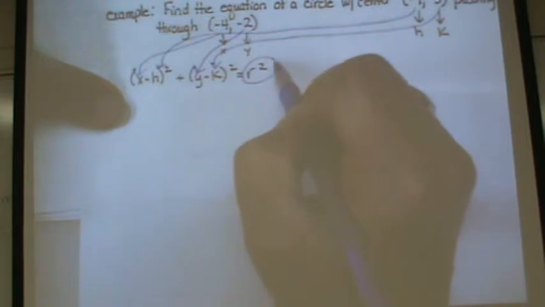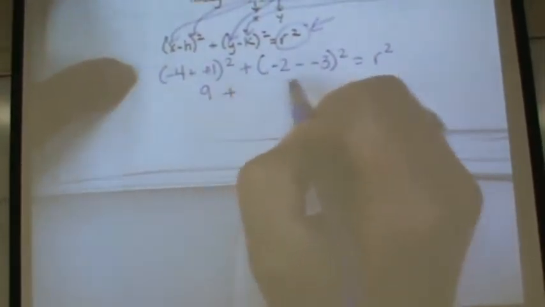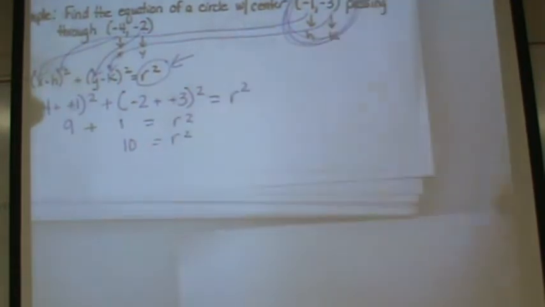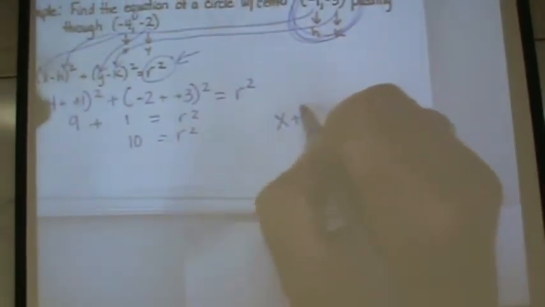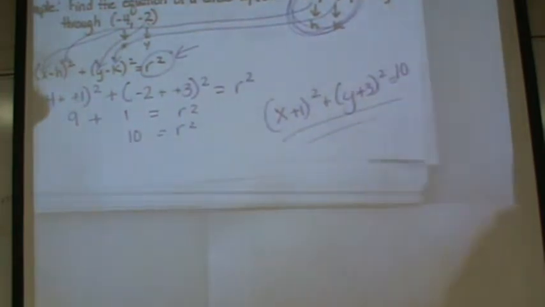What are we looking for? We're trying to find r squared. Okay, we need that. So let's write this out. So we have negative 4 minus negative 1 plus negative 2 minus negative 3. Okay, let's do the math here. What happens to these? They cancel. You have negative 3 squared, which is 9. These two cancel. You have 1 squared, which is 1. What is r squared? 10. So now when you write your equation, you need your center. So you're going to write x plus 1 squared plus y plus 3 squared equals the radius squared, which is 10. There's your equation of your circle.